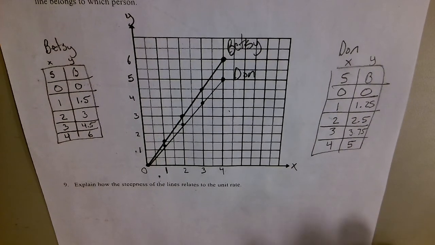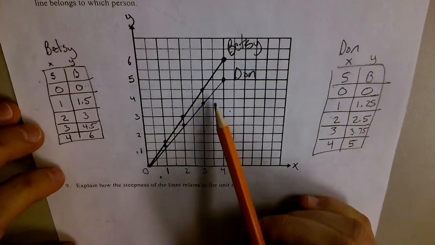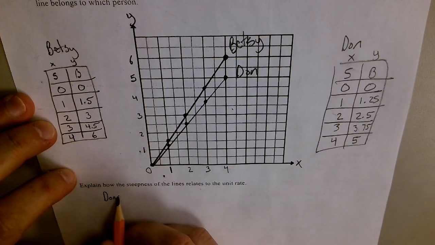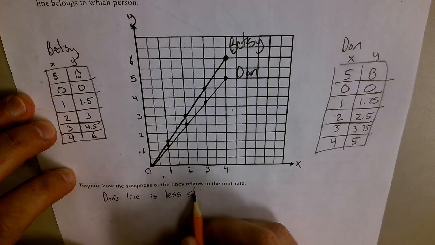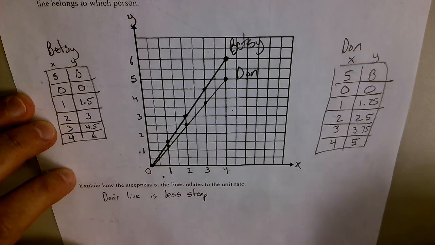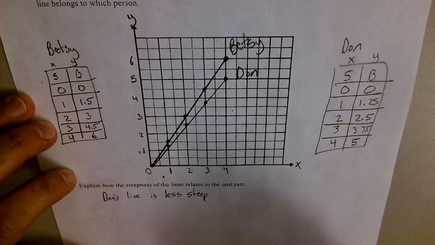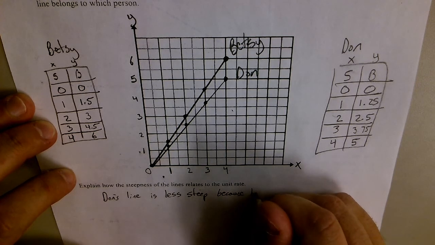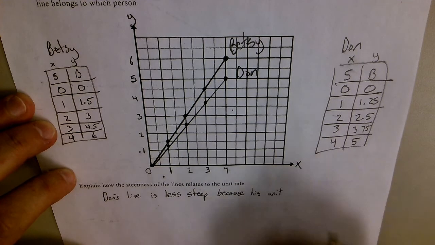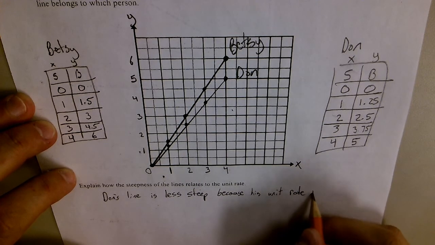Okay, so now the last thing we have to do is just explain, really. So explain how the steepness of the lines relates to the unit rate. So the steepness of Don's line, let's just look at Don's line. So Don's line is less steep. So what does that mean about the unit rate? So Don's line is less steep because his unit rate is smaller.